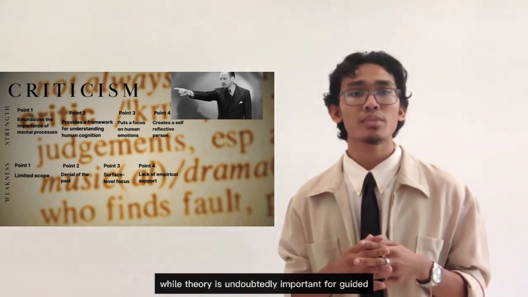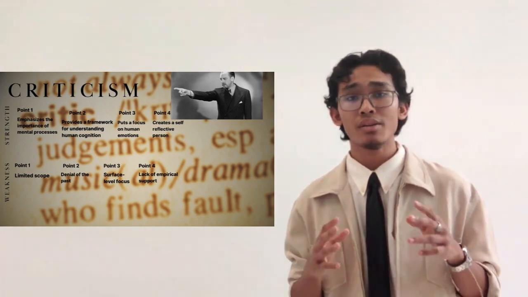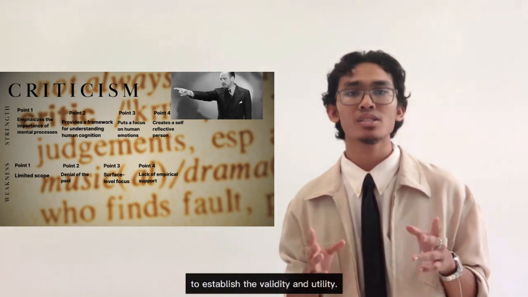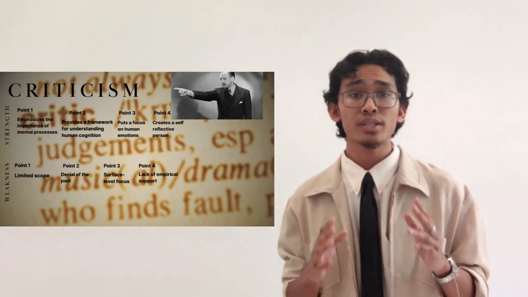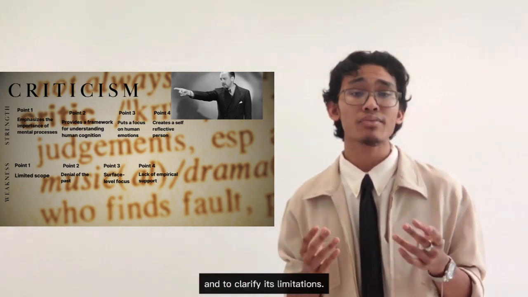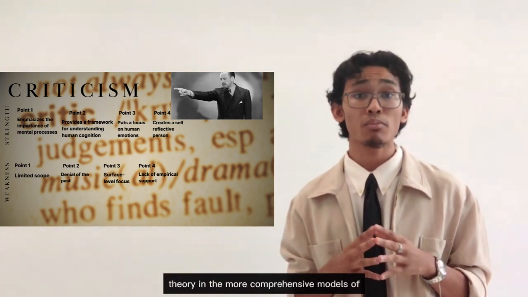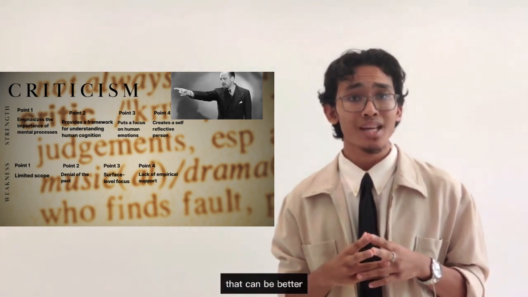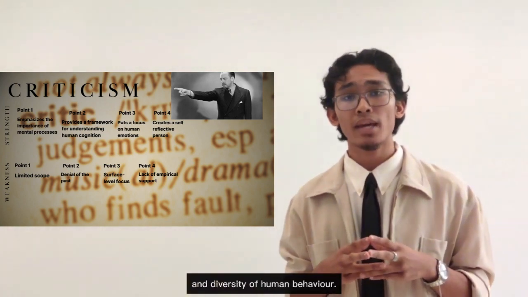While theory is undoubtedly important for guiding empirical research and developing new knowledge, there is a need for more rigorous empirical testing of theories to establish their validity and utility. In the case of cognitive theory, further empirical research may be necessary to establish the theory's validity and to clarify its limitations. This research may help to refine the theory and develop more comprehensive models of human behavior and cognition that can better account for the complexity and diversity of human behavior.